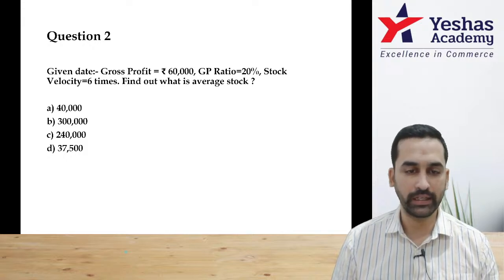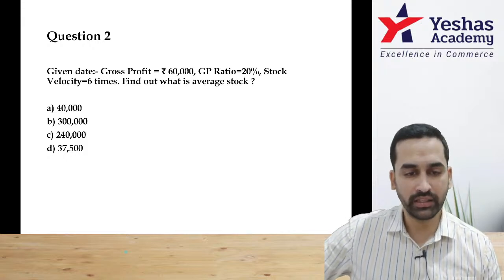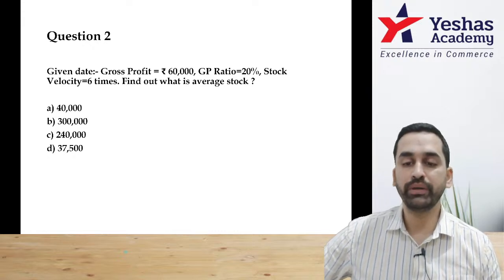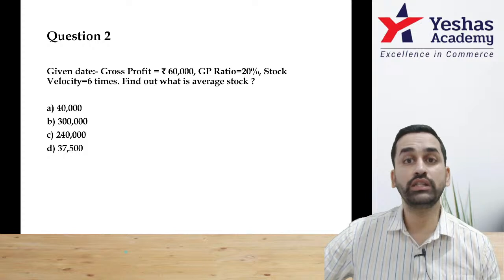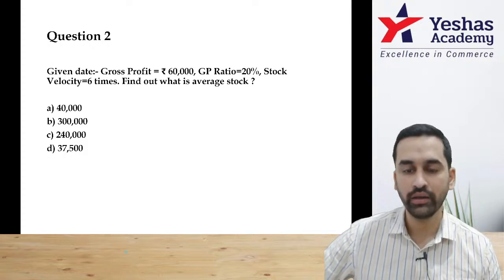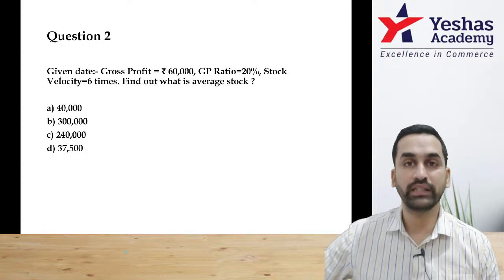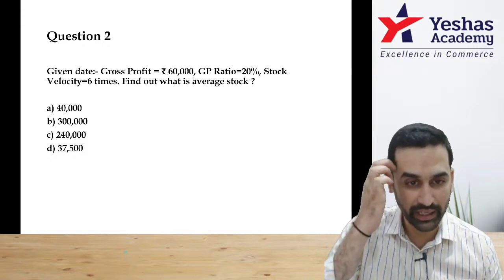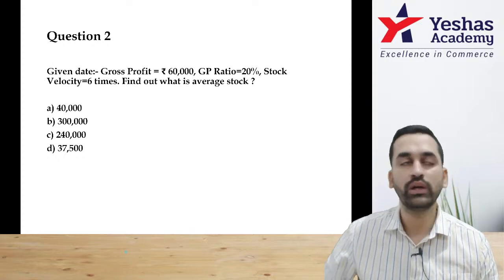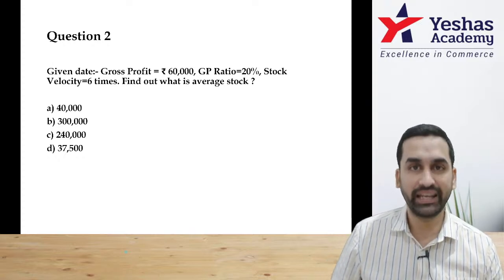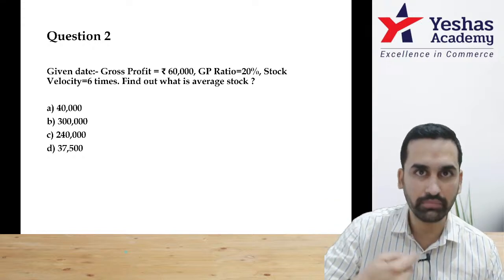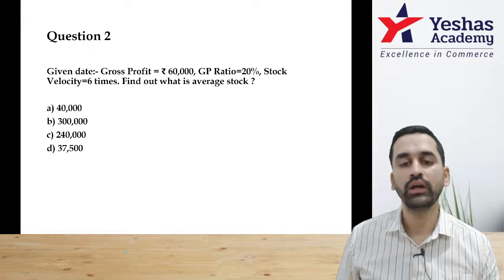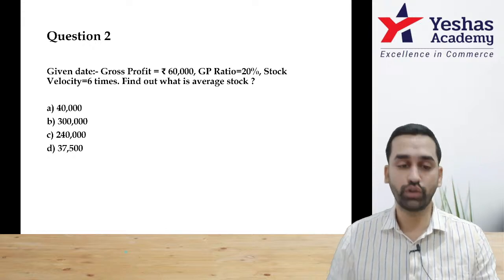I want you to try this. Gross profit 60,000 rupees is the given data. GP ratio 20%. GP ratio is GP by sales into 100, which is 20%. Stock velocity 6 times. What is the meaning of stock velocity? Stock turnover ratio or inventory turnover ratio 6 times means that in a year 6 times inventory will come and go. Find out the average stock.